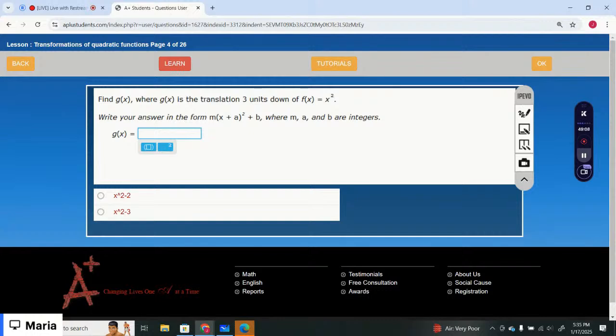Find g of x where g of x is the translation 3 unit down of f of x equals x squared. So which is the correct option? That is x squared minus 3. Option number 2 is the correct option.